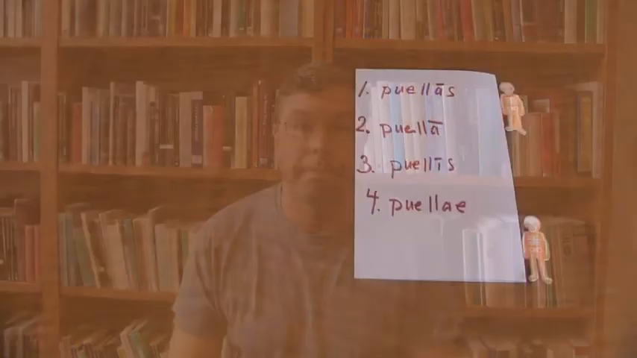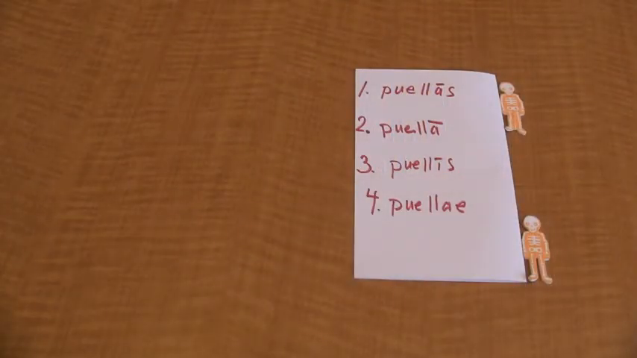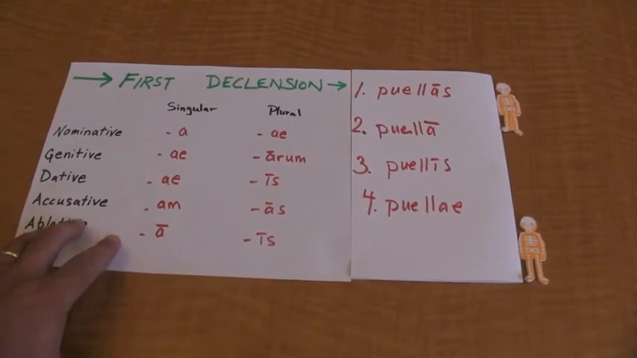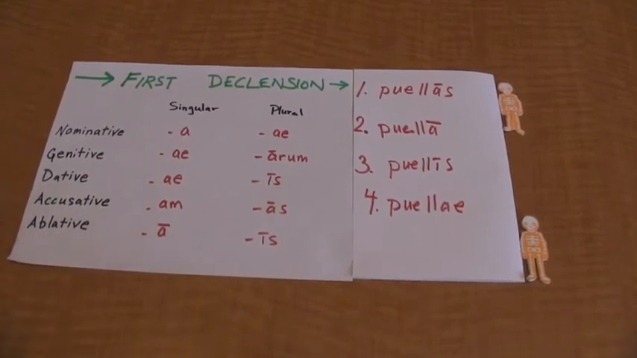Let's do the same thing, but in the other direction. Given a Latin noun, can we determine what case and number it is? Well, number one is puellas, and of course I recognize the base P-U-E-L-L. And when I consult this chart, I see that that long AS ending is accusative and plural, so puellas is the accusative plural of puella.